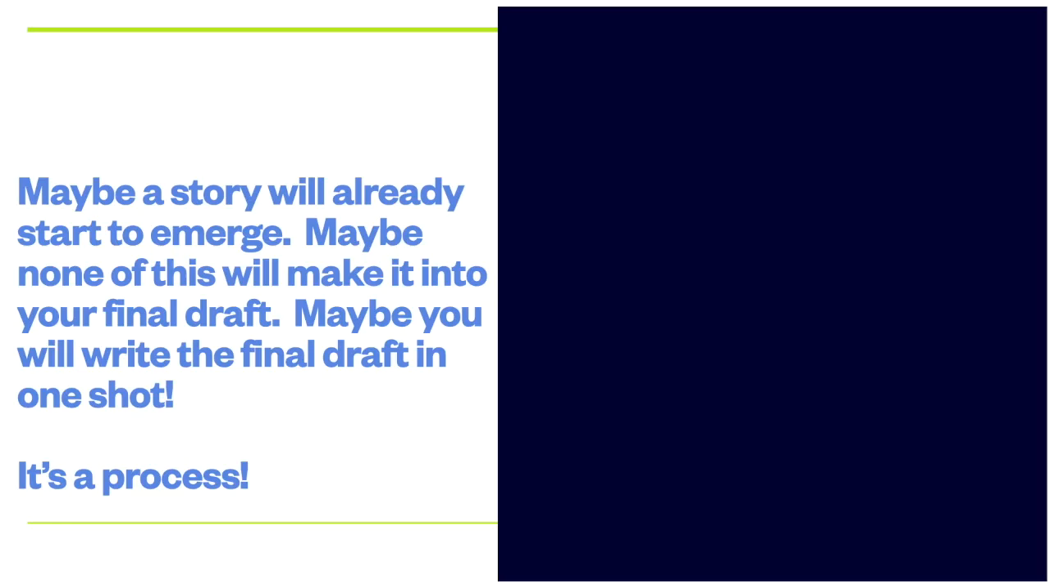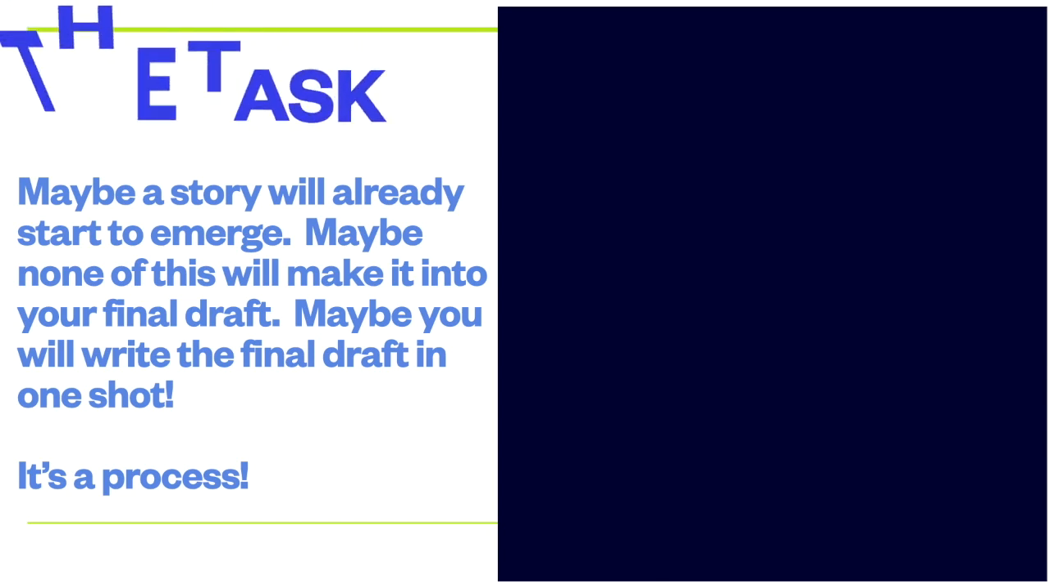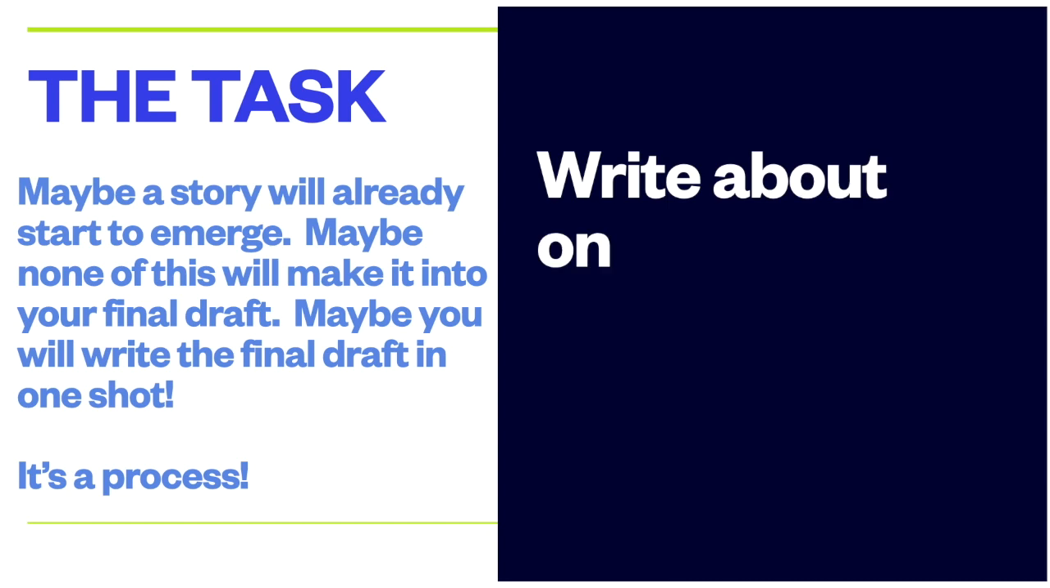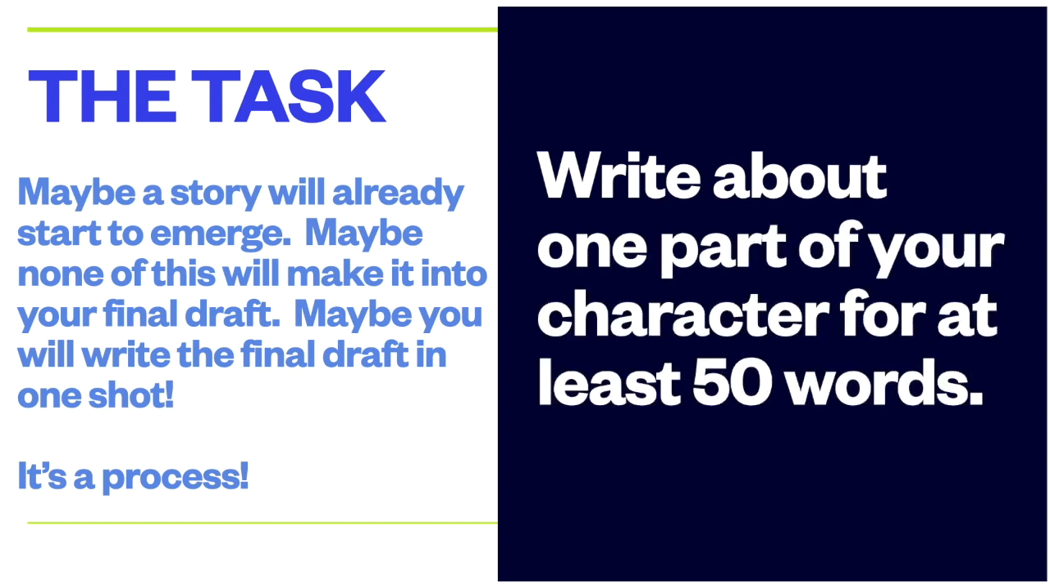So maybe a story will start to emerge. Maybe none of this will make it into your final draft. Maybe you'll write the final draft in one shot. It's a process, right? But let's focus on the task. At the end of this video, you are going to write about one part of your character for at least 50 words. Don't start the problem yet. Don't tell me the setting yet. Don't introduce any other characters, really. Just one character, at least 50 words. All right, you got this. I'm looking forward to reading what you got.